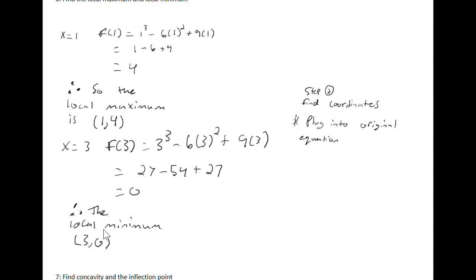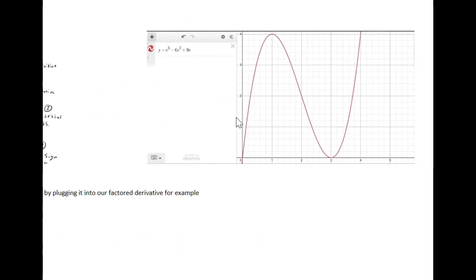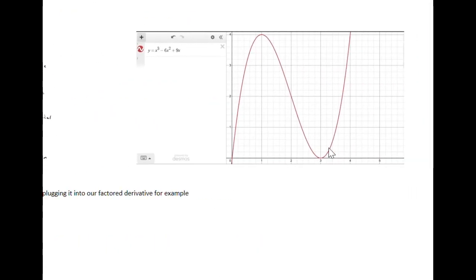So the local minimum is 3, 0 and the local maximum is 1, 4. So now we can check this by looking at our graph. You can see the local minimum hits the point 3, 0, and our local maximum hits the point 1, 4.